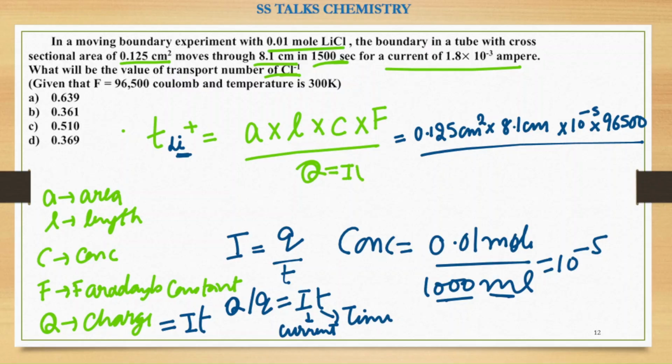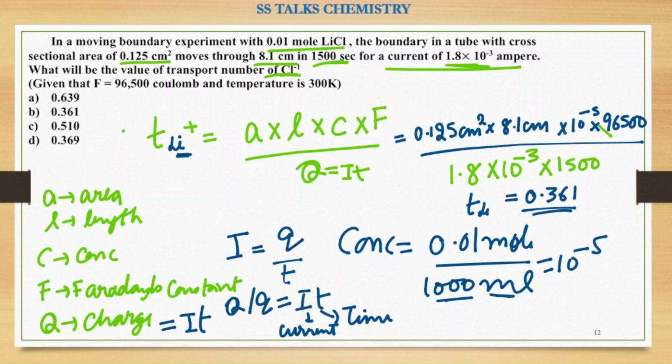This is written as current into the time, because these are the values which are given to us, upon 1.8 into 10 raised to the power of minus 3. You can see this much current was being passed, and the time is 1500 seconds, right? So this is gonna give you the transport number, and its value you are gonna get as 0.361. So this is gonna be the transport number of the lithium positive ion.